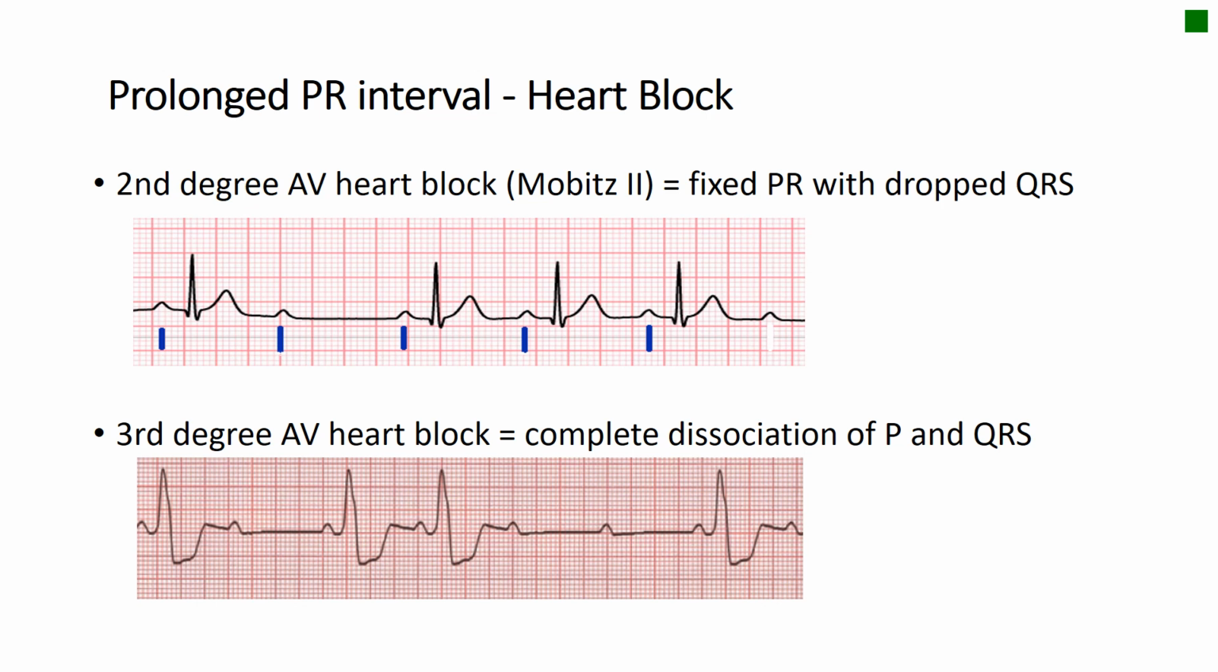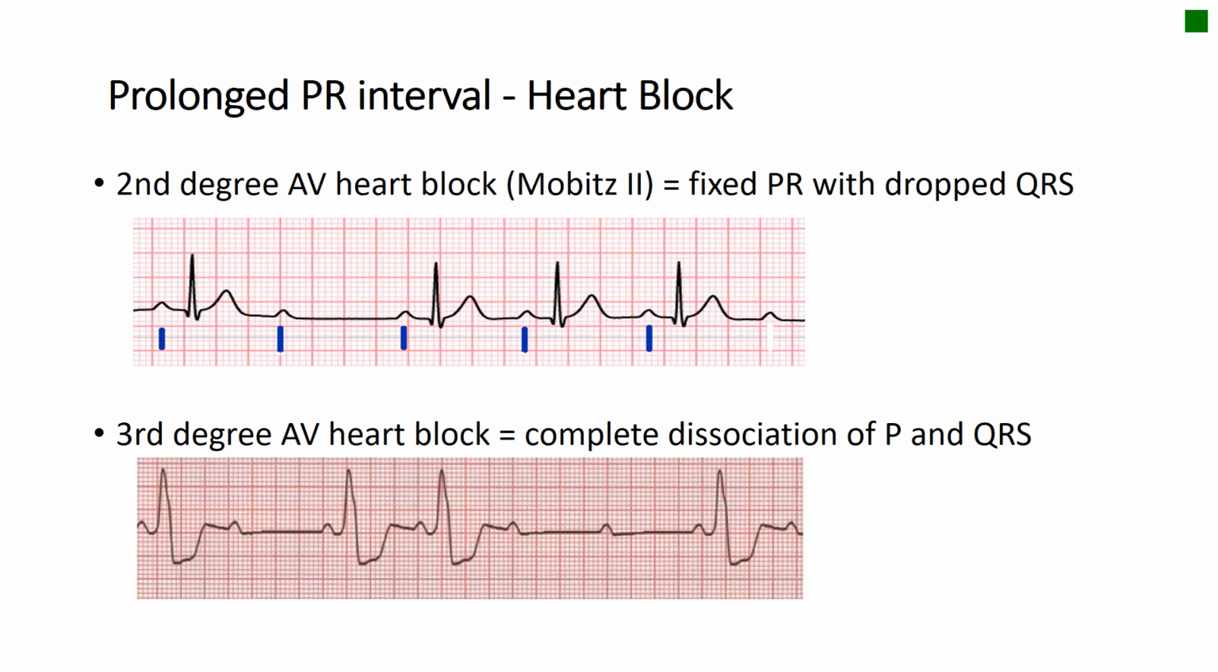Other types of second degree heart block include Mobitz 2. So it's a fixed PR interval. So the P wave comes in at the same time every time, but the QRS complex is sometimes dropped. That's Mobitz type 2.